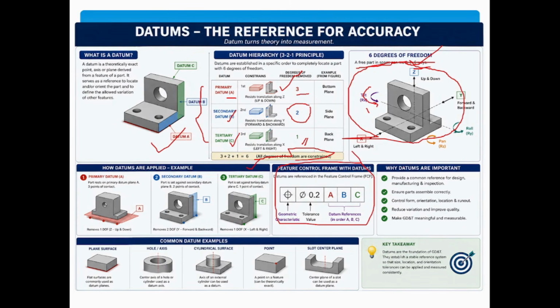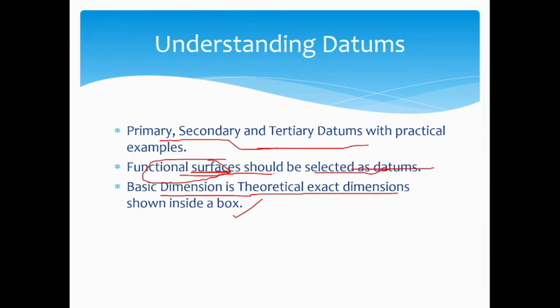Now, common examples of datum. For a planar surface, we give the surface. We can give the axis of the hole. We can give the axis of a cylinder. We can give a point as a frame of reference or datum. We can give the slot center also. The important thing is that GD&T is provided as a common reference. It ensures the part is assembled correctly. As just discussed, the functional surface should be the datum, then the part would assemble correctly.